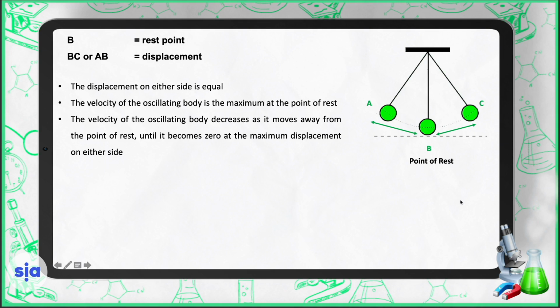Let's explain it on the diagram. At point B, the velocity is maximum. Then the pendulum or the oscillating object will move to the point C. As it moves to the point C, its velocity decreases until it is zero here. And then returning back to point B, maximum velocity. And then the velocity will decrease again until it becomes zero at the point A. And then back to the point B, and so on.